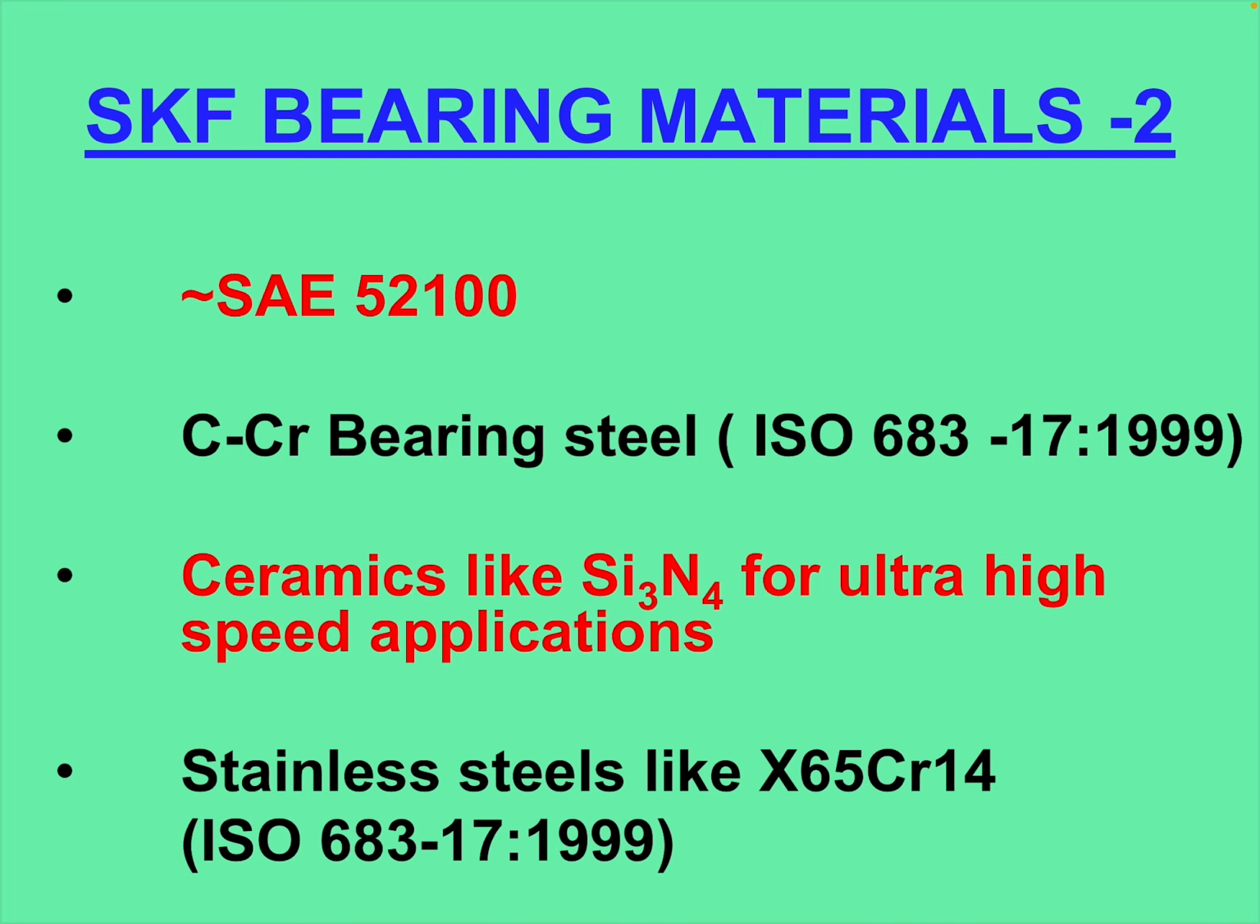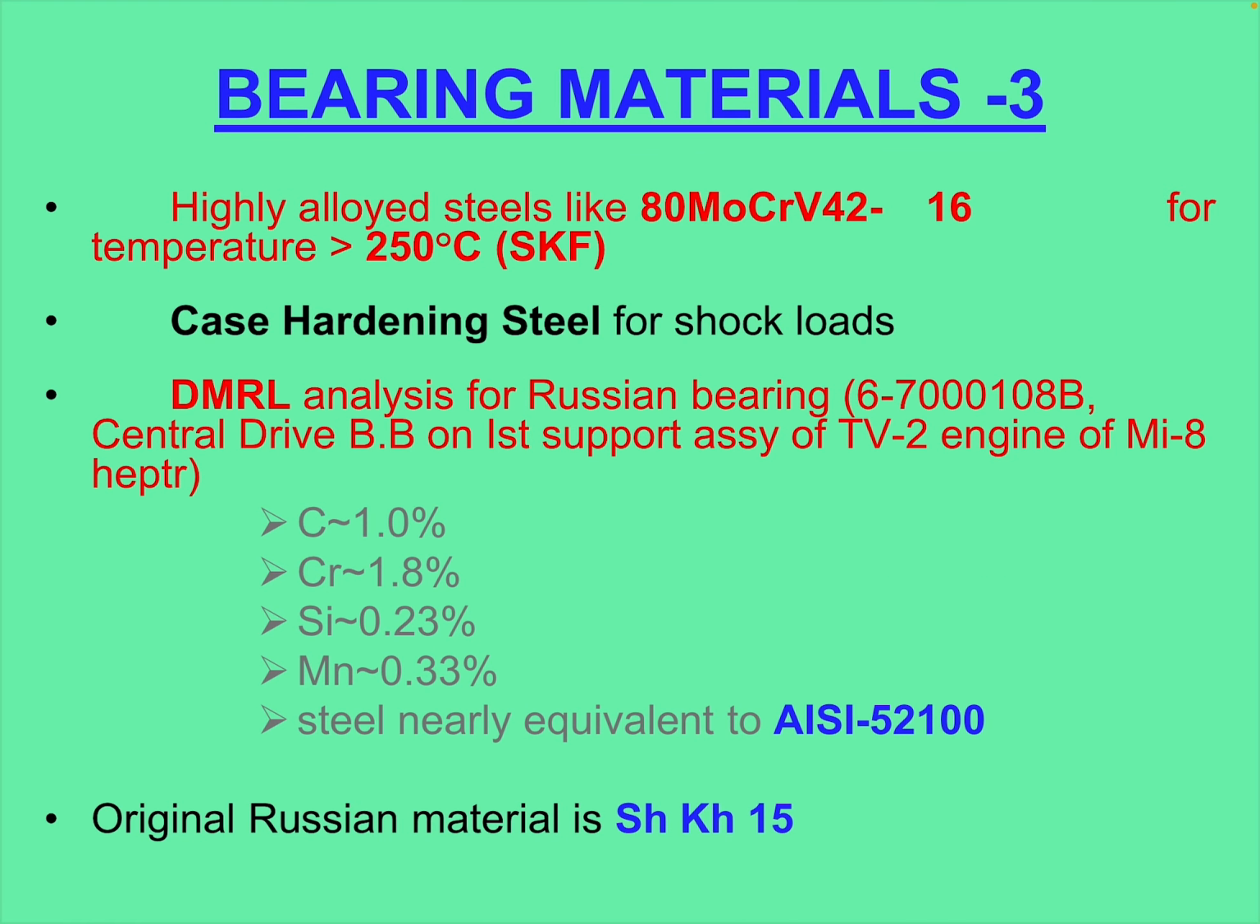SKF bearing materials 2: SAE 52100 bearing steel, ISO 683-17:1999. Materials used include ceramics like Si3N4 for ultra-high-speed applications, and stainless steel like X65Cr13, ISO 683-17:1999. Bearing materials 3: high alloy steels like 80MoCrV 42 16 for temperatures up to 250 degrees Celsius, from SKF. Case-hardened steel is used for shock loads.